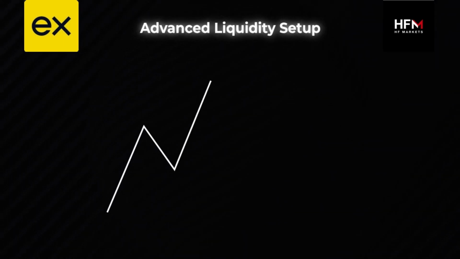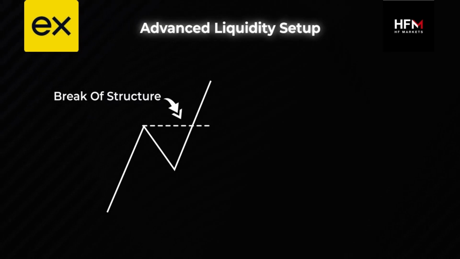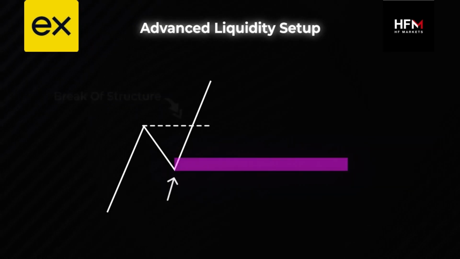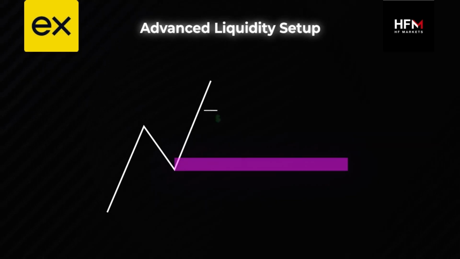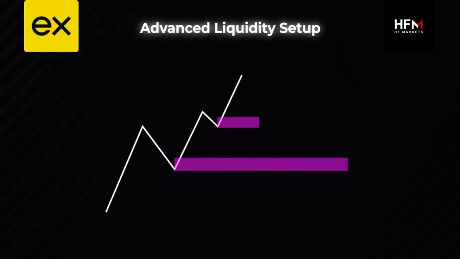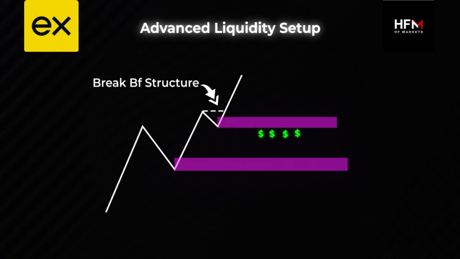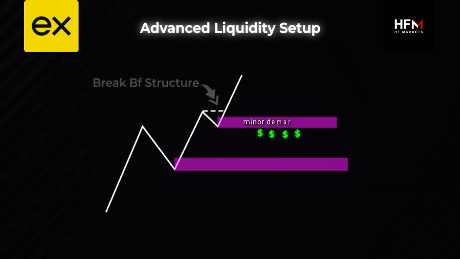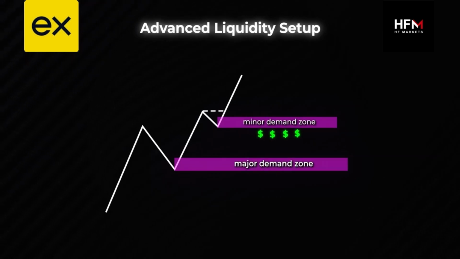The way this setup works is, first, just like in the basic version, we start by identifying a break of structure. This allows us to mark a supply or demand zone by looking at the initial sharp move that led to the break. The key difference in this advanced setup lies in the liquidity level. Instead of being a typical rejection pattern, like a double bottom or triple bottom, the liquidity is formed by another demand zone, created from a second break of structure. However, this second zone must be a minor demand zone, slightly different from the major zone found below it.